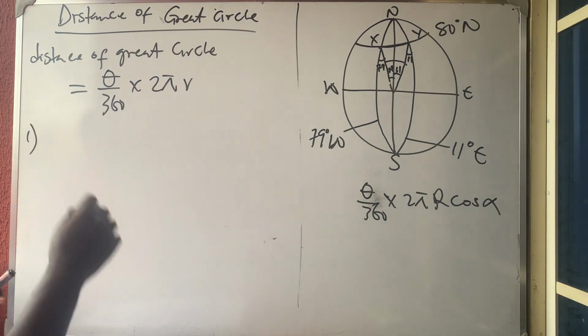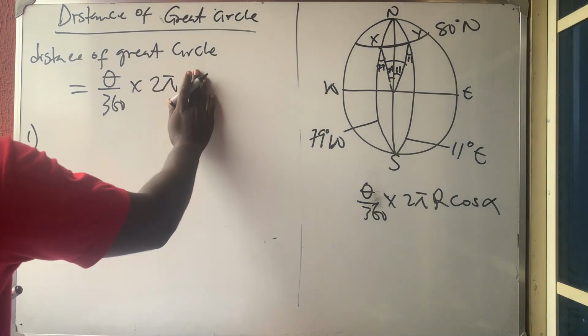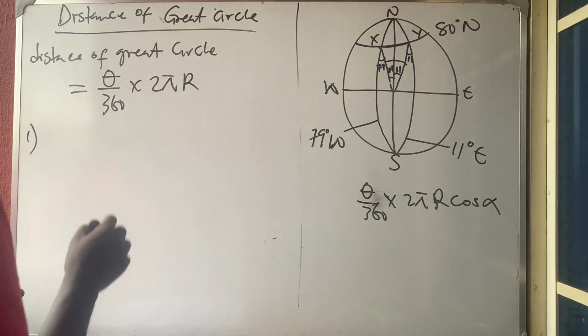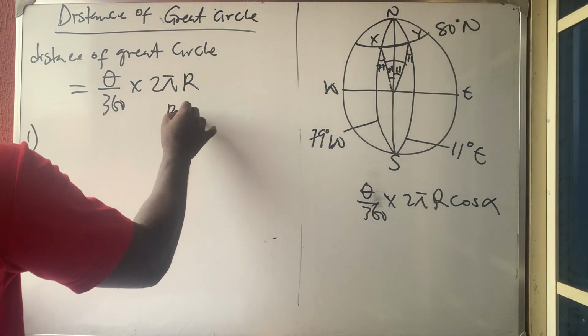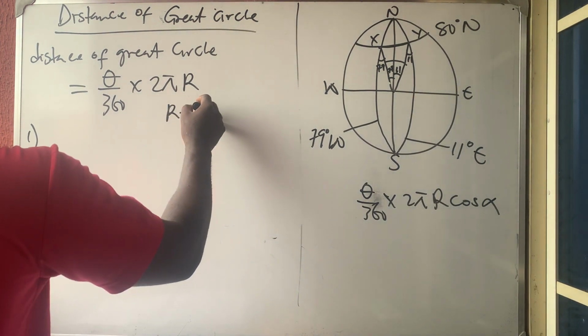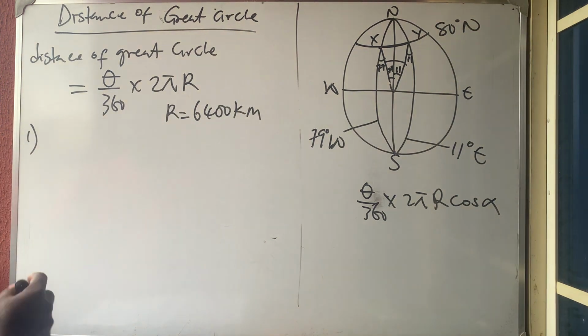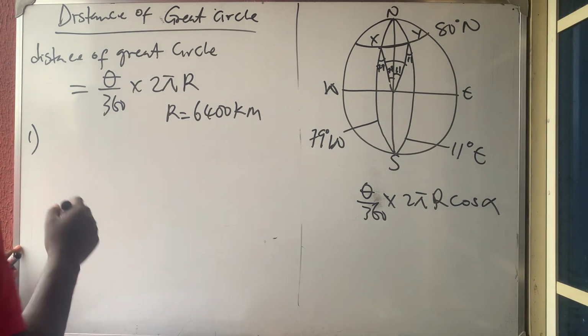Question number 1. Let me use big R. Don't forget that your R is the radius of the earth, and the radius of the earth is 6,400 kilometers. Please don't forget. 6,400 kilometers. So let's go.